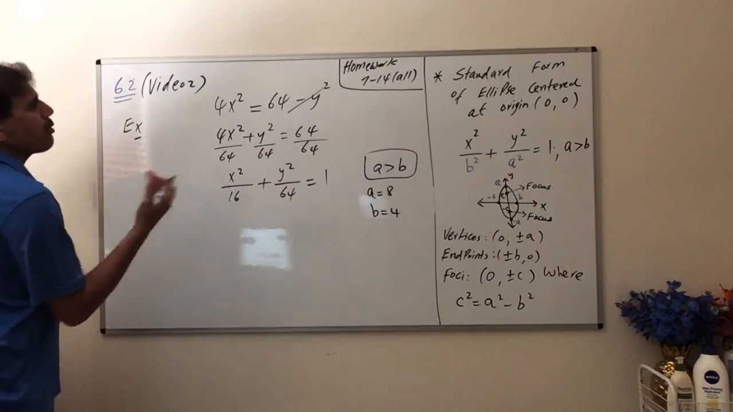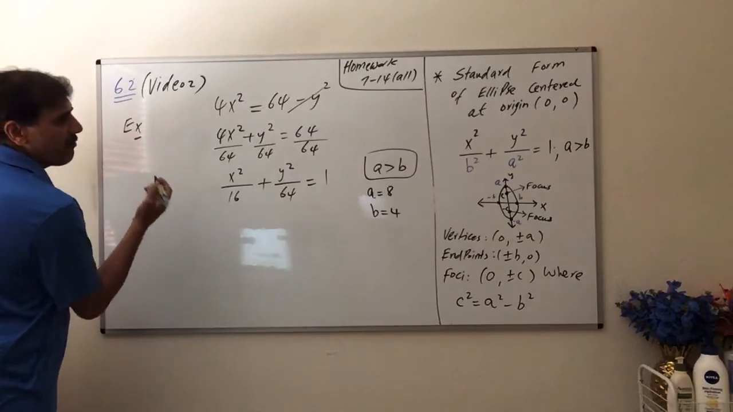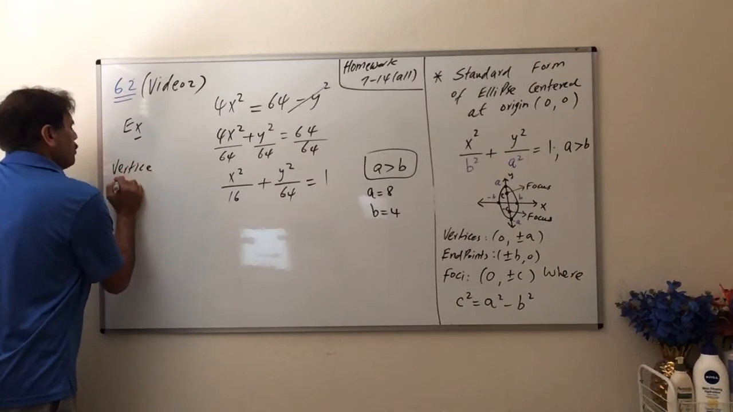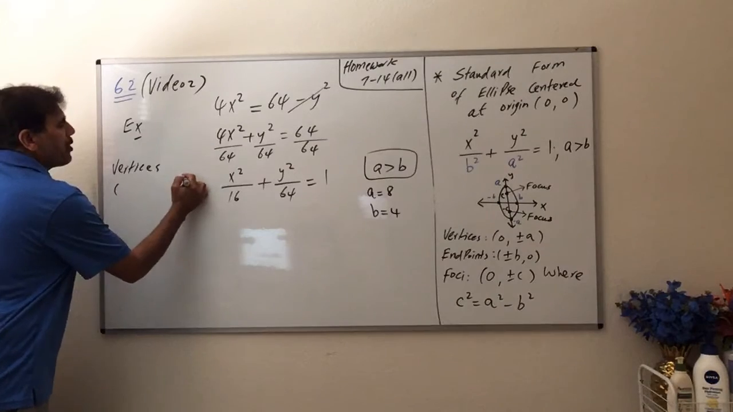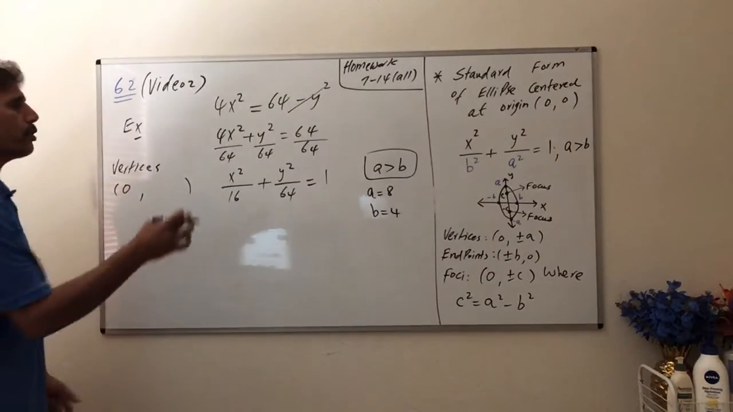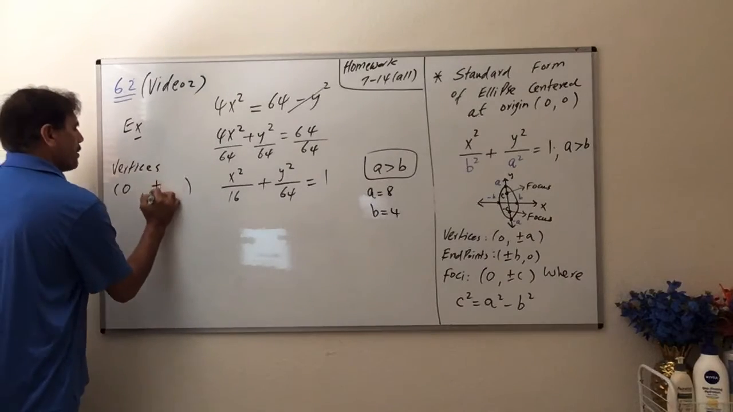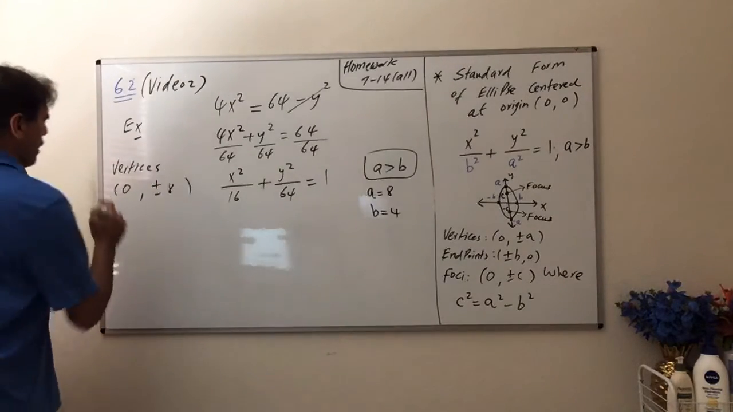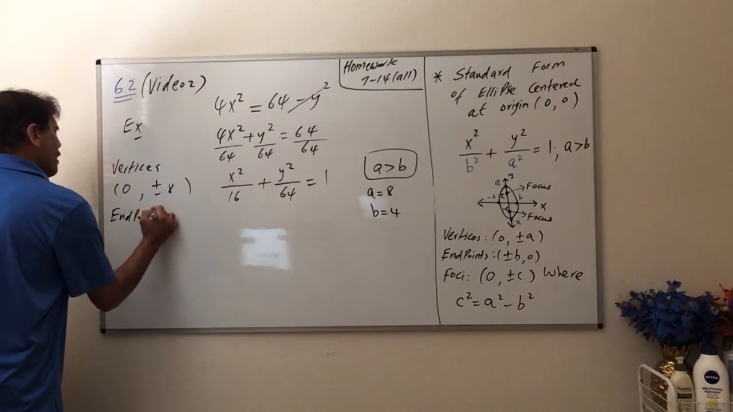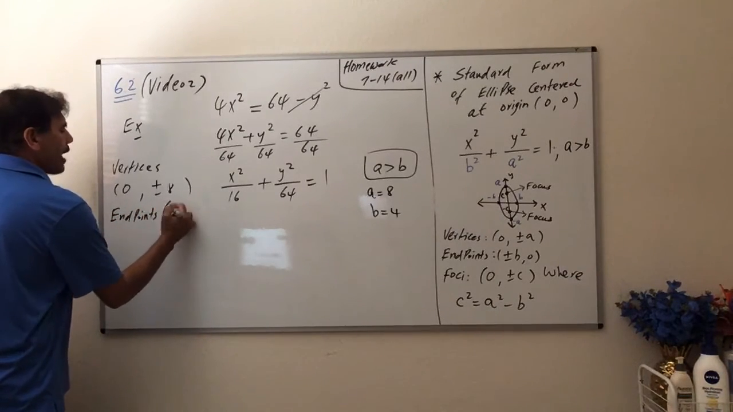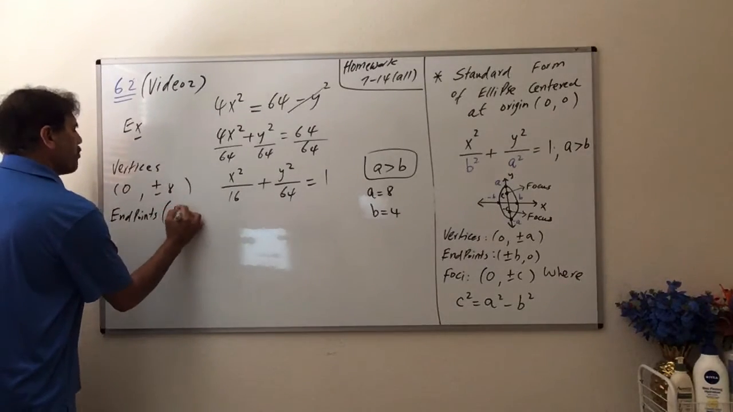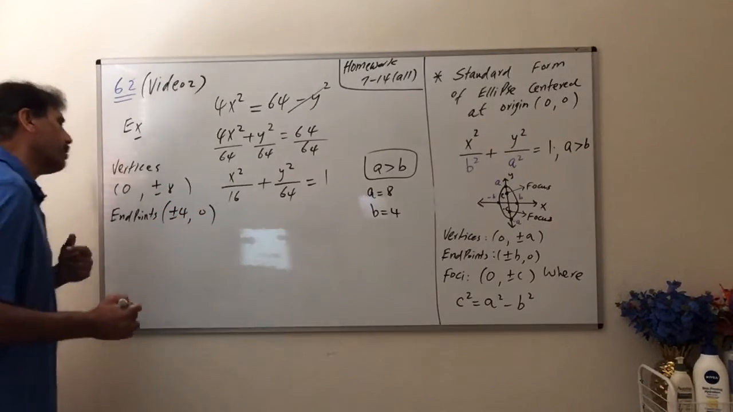So now we can write all this information. First, here are the vertices. In this case, we type the vertices of the major axis. The major axis is the y axis, so 0 comma plus minus 8. The endpoints of the minor axis are going to be plus minus b, which is plus minus 4 comma 0.